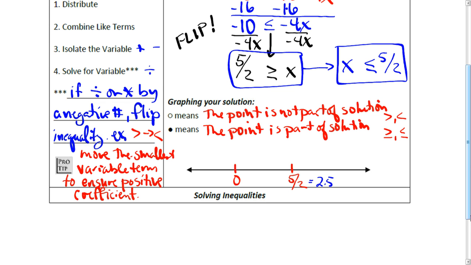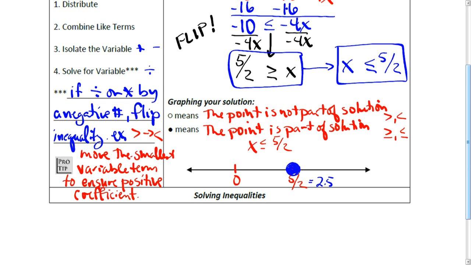So you ask yourself, what type of hole am I going to draw here? It's going to be filled in, because remember, I'm trying to graph this, 5 halves. So it's filled in because it's less than or equal to. So we're going to go ahead and fill that in. And then we want numbers that are less than that.